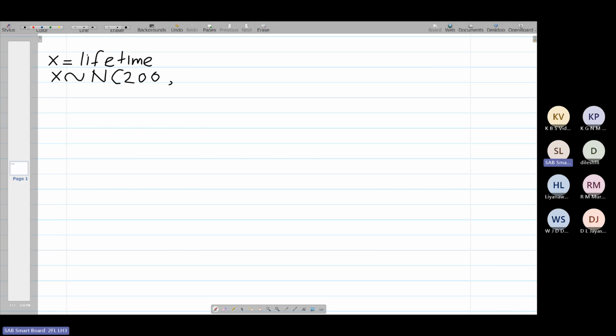What is the variance? 20 square. Why? Variance is the square of the standard deviation. Then we write here 20 square. Right? Variance is the parameter, not the standard deviation. Our variance is the parameter. Then we can write 20 square.